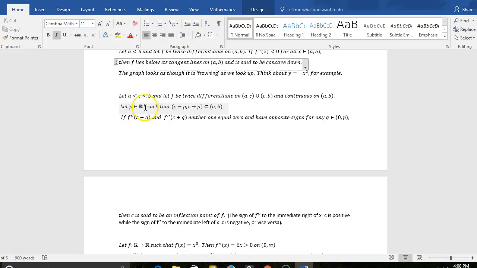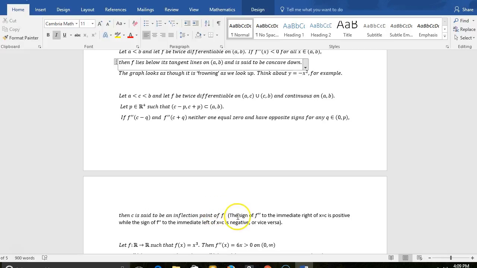Let P be a positive real number tiny enough such that the interval C minus P comma C plus P is a subset of the open interval A B. If F double prime of C minus Q, that's the second derivative of F evaluated at C minus Q, recall, and F double prime of C plus Q, neither one equals 0, and have opposite signs for any Q between 0 and P, that just ensures that F is defined at these points, then C is said to be an inflection point of F.